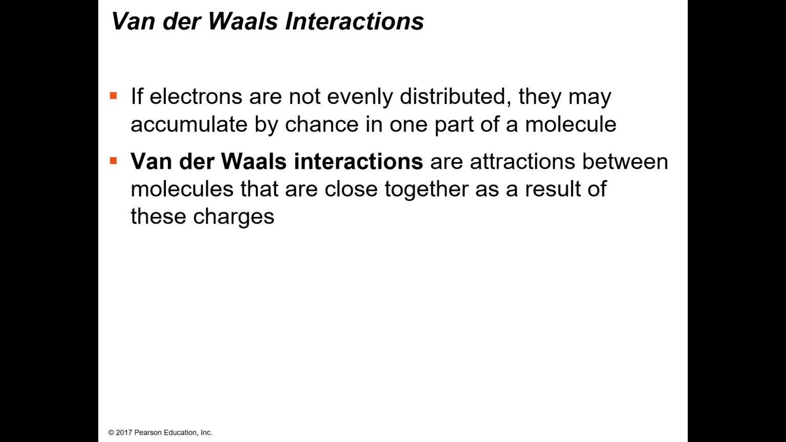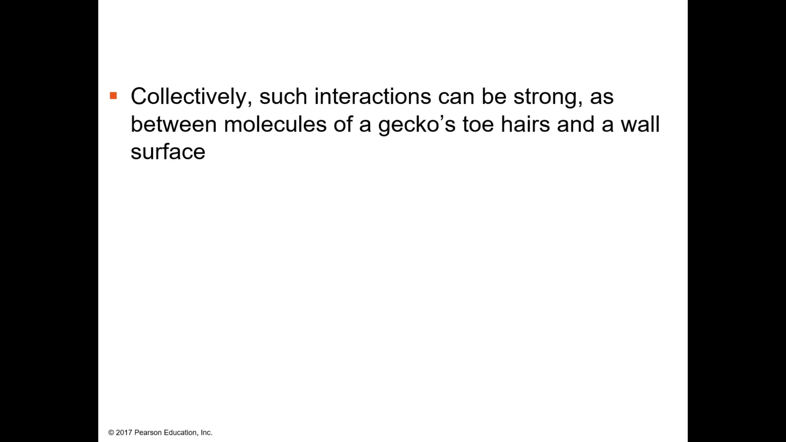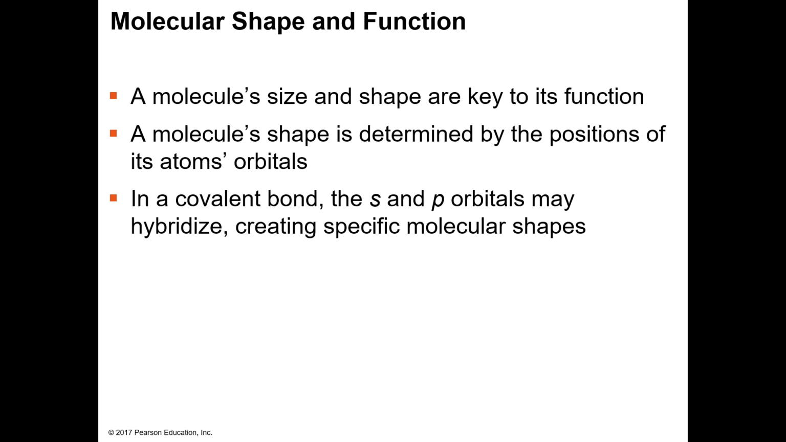Now, van der Waals interactions: if electrons are not evenly distributed, they may accumulate by chance in one part of a molecule. Remember, we said electrons are always trying to stay as far apart from each other as possible, but periodically there are intermittent, very brief moments where there tend to be more of them in one location than another as they're moving around rapidly, and that can cause some temporary polarity. So van der Waals interactions are attractions between molecules that are close together as a result of these charges. Now, collectively, such interactions can be strong, as between molecules of a gecko's toe hairs and a wall surface, which is why geckos can walk up walls.